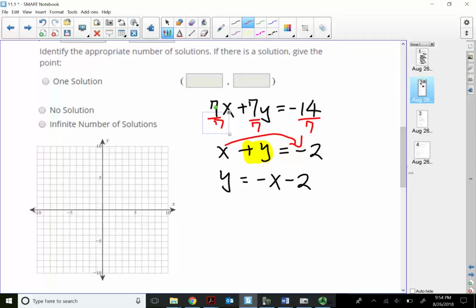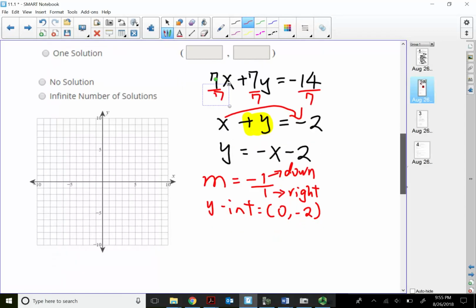But now I have to draw this line by hand. Looking at the slope-intercept form, my slope m is -1. -1 means -1 over 1, which means we go down 1, then to the right 1. My y-intercept is (0, -2). From module 10, you can recall we plot the y-intercept first and use the slope to go to the next point, which is down 1 to the right 1.